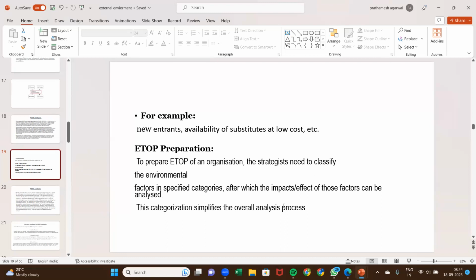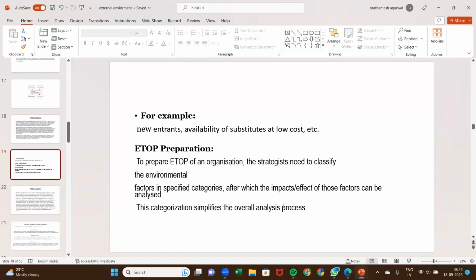Suppose I take a product, name a product, any product. Okay, we take cosmetics. There are different types of cosmetics in the market. So we will take cosmetics as a product. The first factor we are going to study is the economic factor, right? We analyze the economic factor. Then we do the strategic planning.